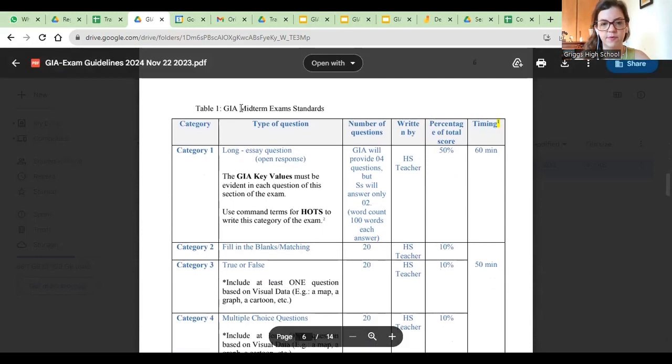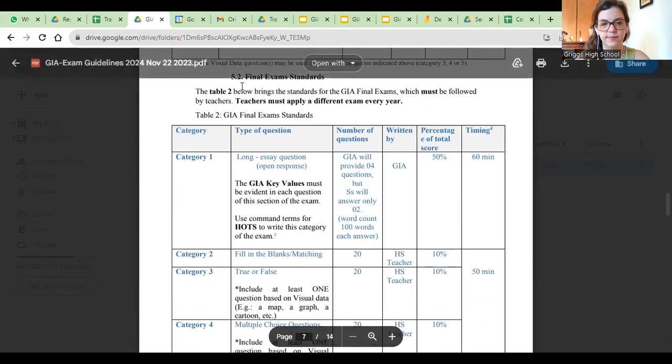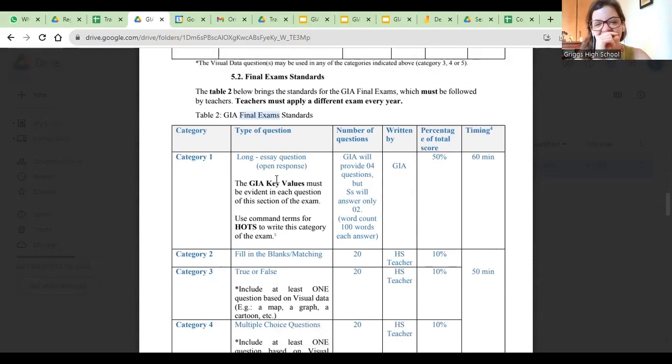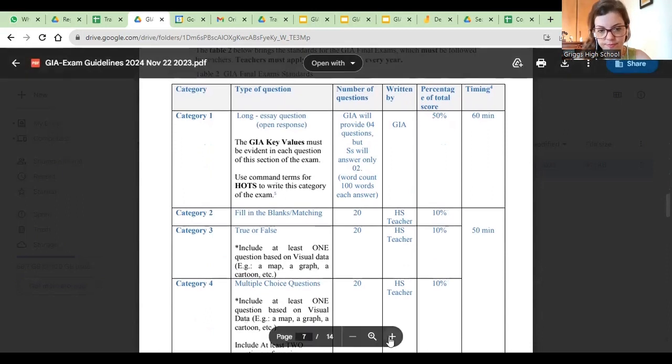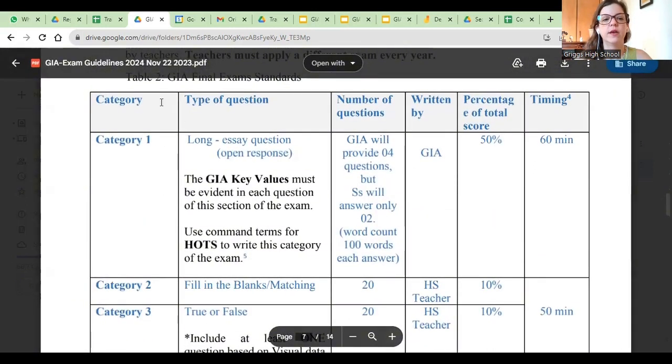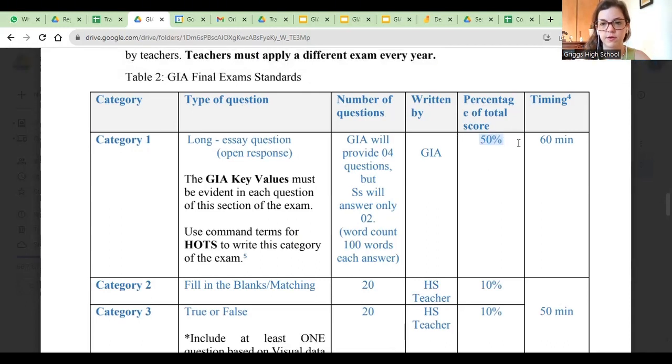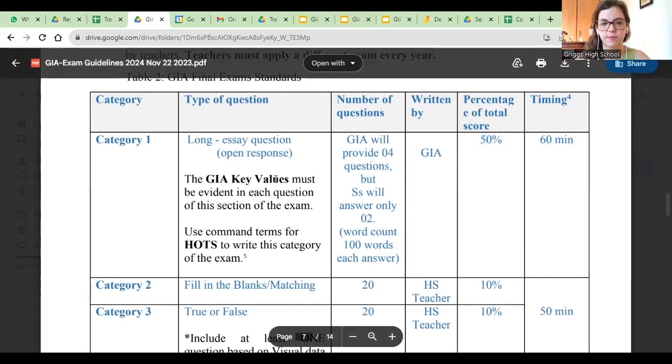You have one table for midterms and one table for final exam standards. Here we have the categories of questions, the type of question, the number of questions, who writes the questions, the percentage of the question, how much it's worth in the final grade, and the timing for the exam.